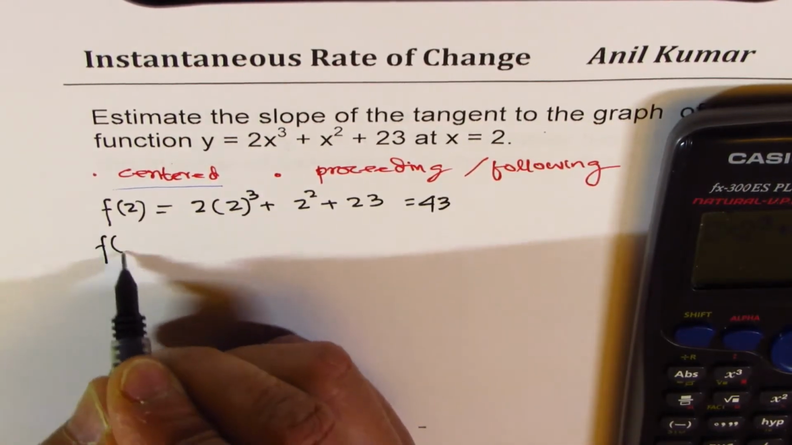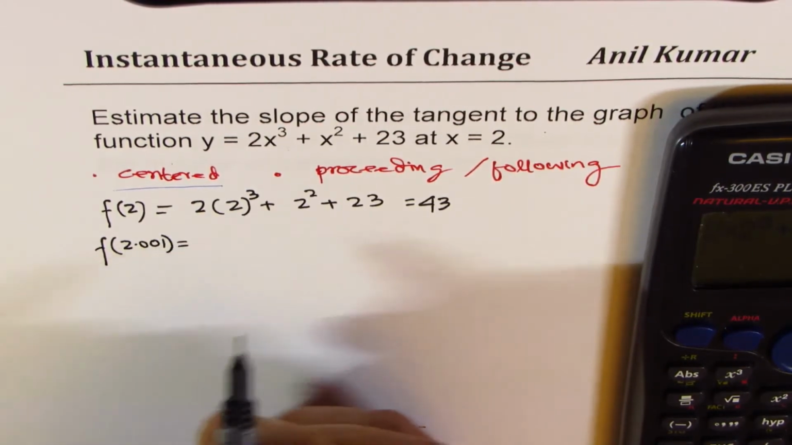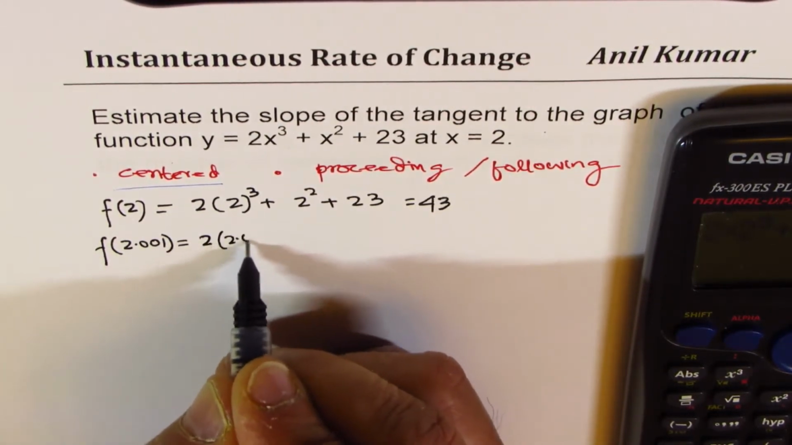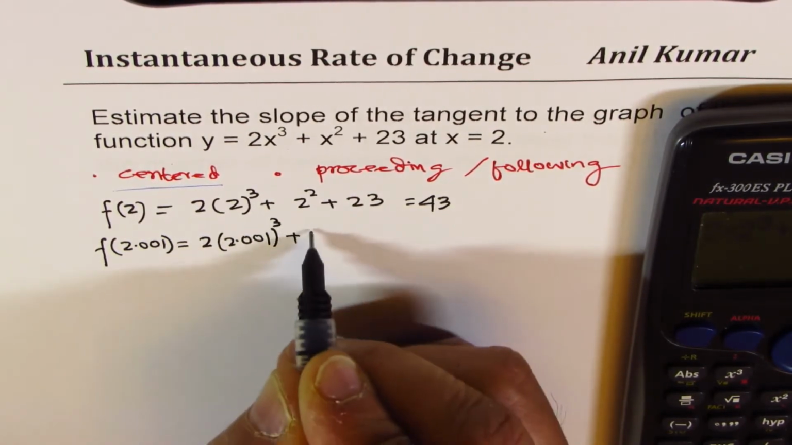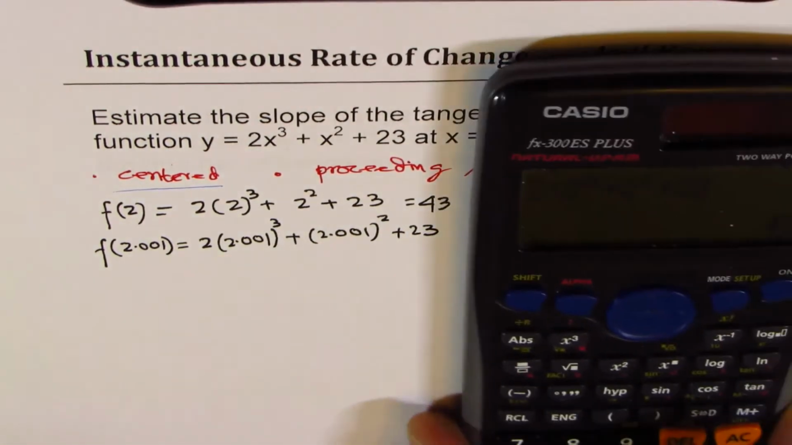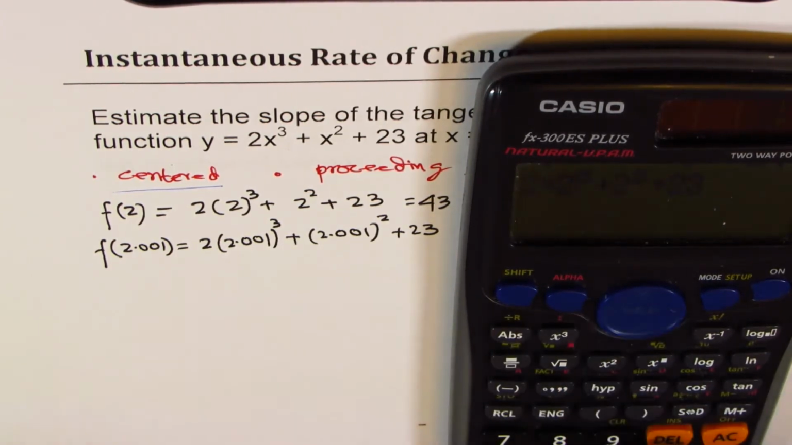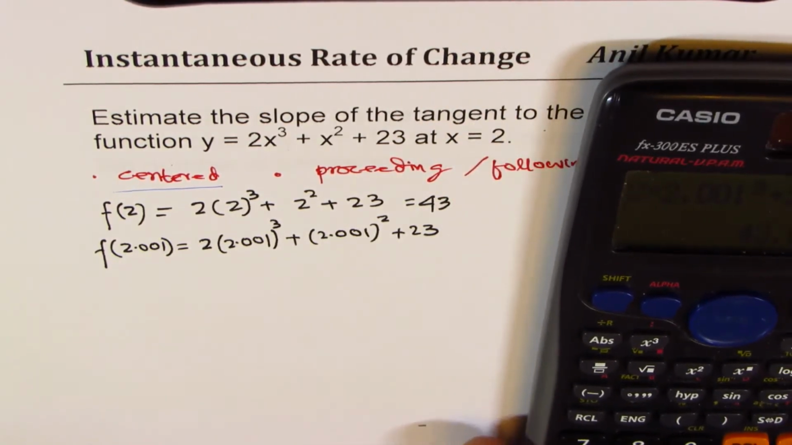Now we could find a value which is on the right side of 2, let us say 2.001, right? So that case will be 2 times 2.001 whole cube plus 2.001 square plus 23. Let me replace the value 2 by 2.001 and then recalculate. It gives me 43.028.